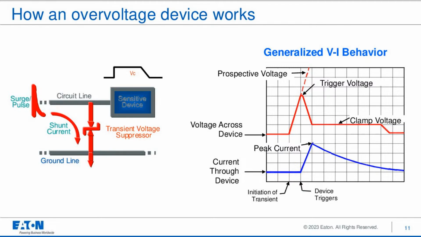Now that I've convinced you why we need to protect our devices and sensitive components from surges, let's talk about how an overvoltage device functions when installed in a circuit. Overvoltage devices are placed in parallel with the circuit to be protected. They have three key voltage ratings: reverse standoff voltage, trigger voltage, and clamping voltage.